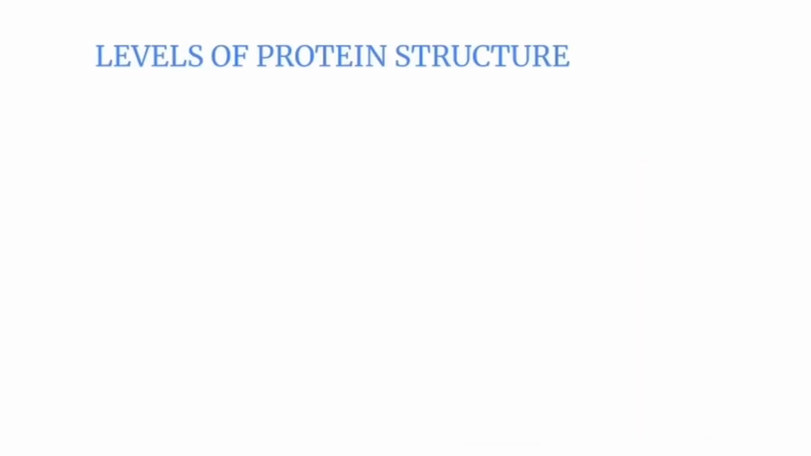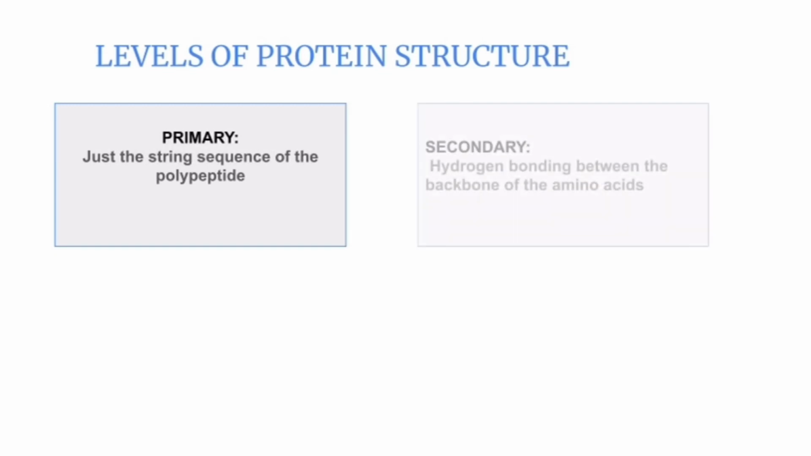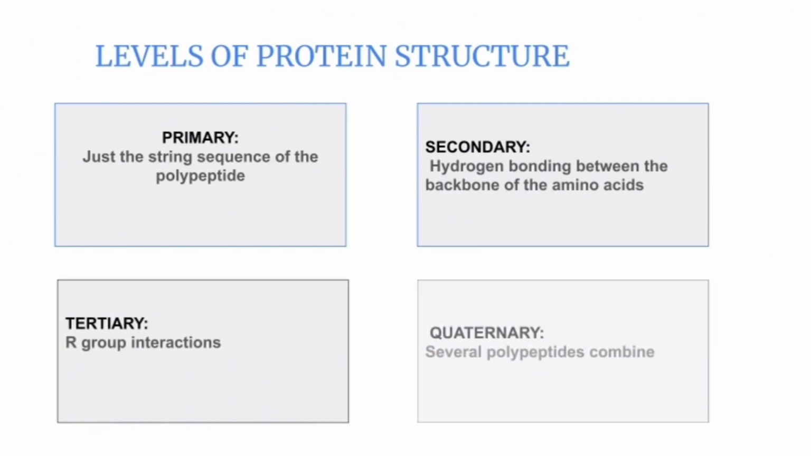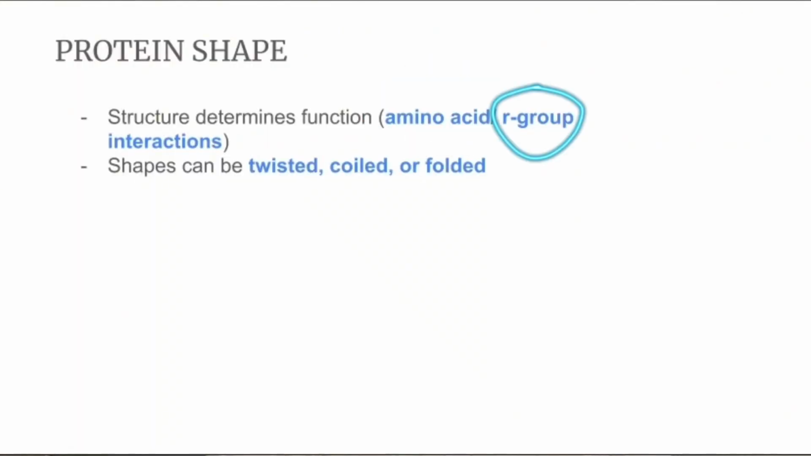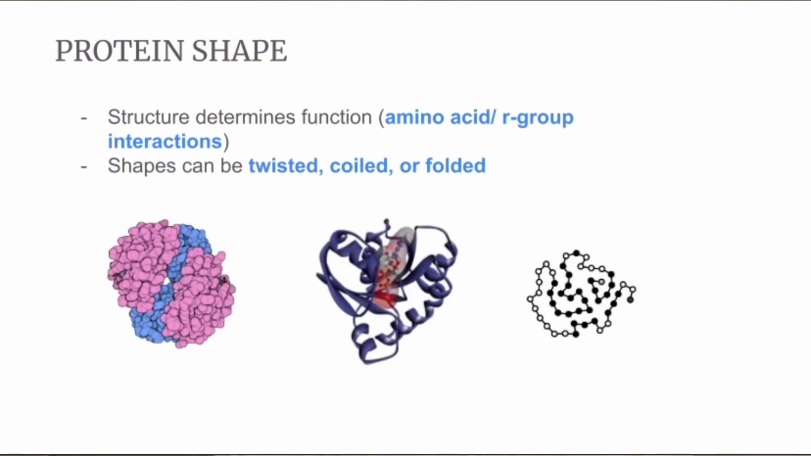And when looking at the levels of protein structure, the polypeptide is the primary level. Then, the secondary level is when hydrogen bonding happens with the backbone of the amino acid groups. Tertiary is the R group interactions, and the quaternary is when several polypeptides combine. For proteins, it's important to note that their function depends on their structure. So depending on the amino acid or R group interactions, their structure can change. There can be a twisted, coiled, or folded shape, and this can determine its function.